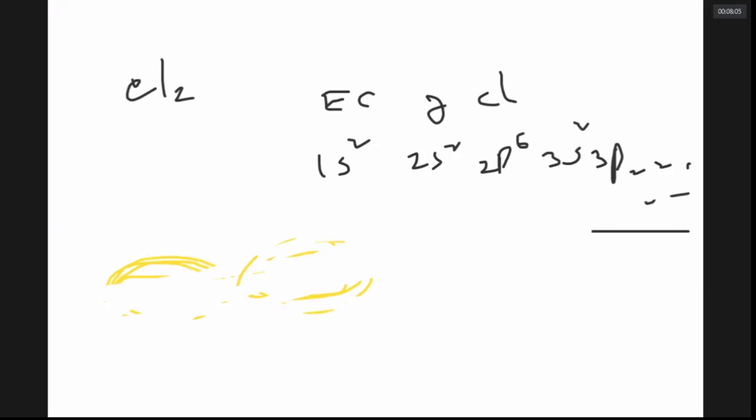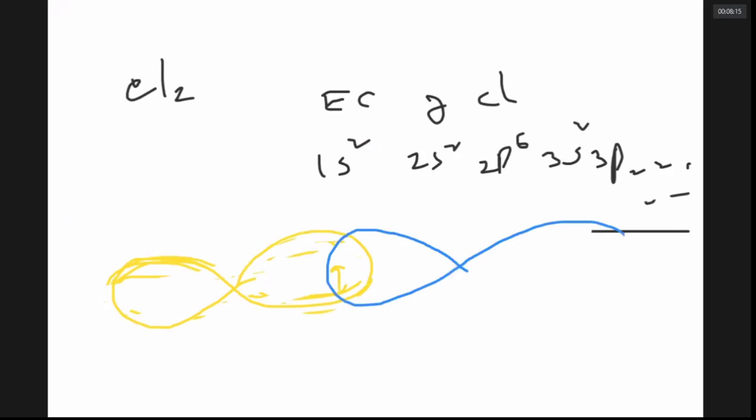Chlorine is having an unpaired electron in 3pz orbital. Another chlorine is also having an unpaired electron in 3pz orbital. These two orbitals overlap and you got a Cl-Cl bond.